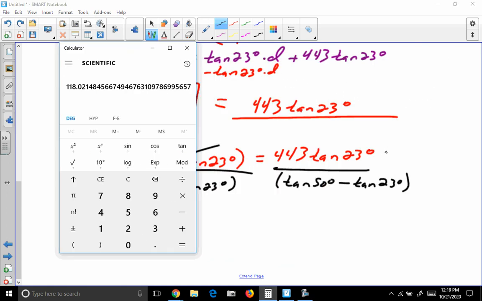We can take that formula on the right side and put it in our calculator and get d. So we're going to do 443 times tangent of 23 degrees, and we're going to divide that by the results of, parentheses, tangent of 50 degrees minus tangent of 23 degrees, close parentheses. So we're dividing by whatever that parenthesis is. That parenthesis on bottom comes out to be 0.767, so forth. So when we do the numerator and divide by that parenthesis, we get about 24.3.